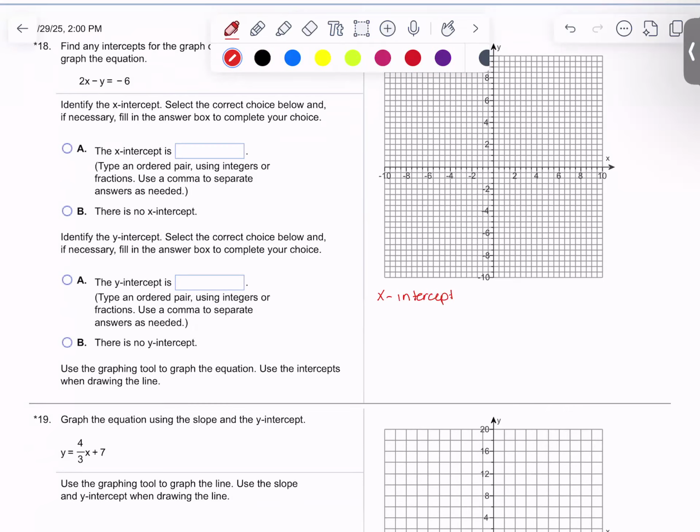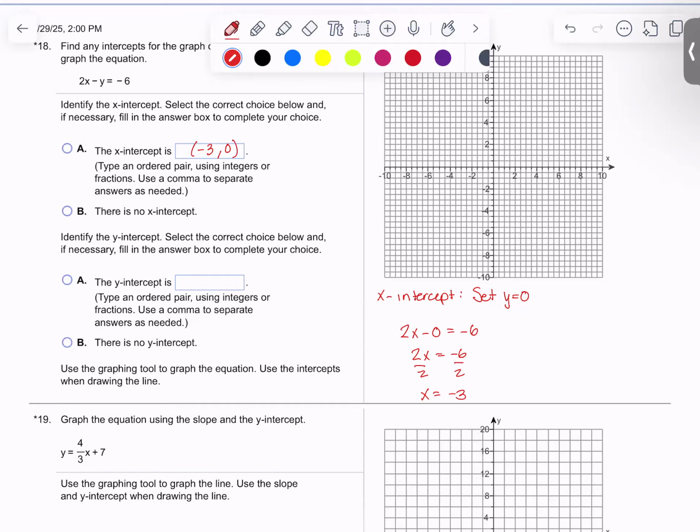All right, so to find the x-intercept, we set y equal to 0. Divide by 2, x is negative 3. So the x-intercept, and they're wanting us to write this as an ordered pair, the x-coordinate of an x-intercept is that value, and the y-coordinate is 0.